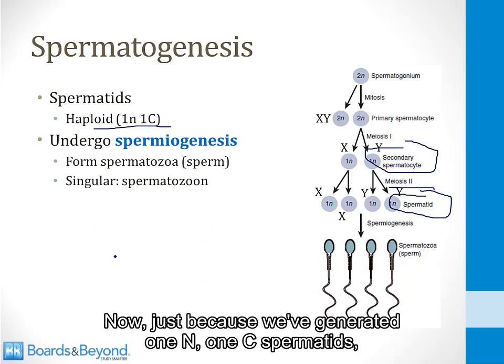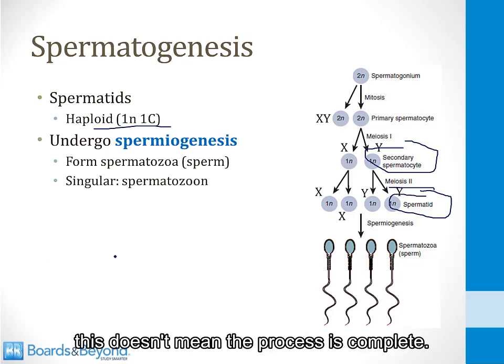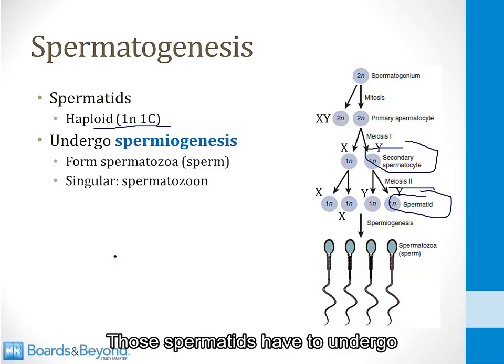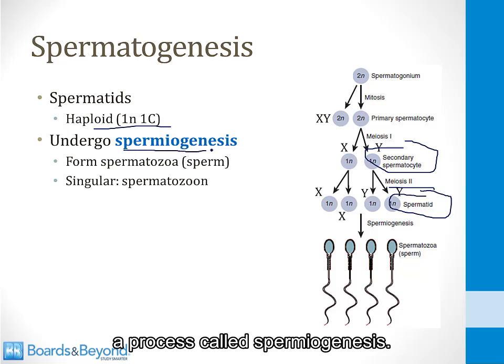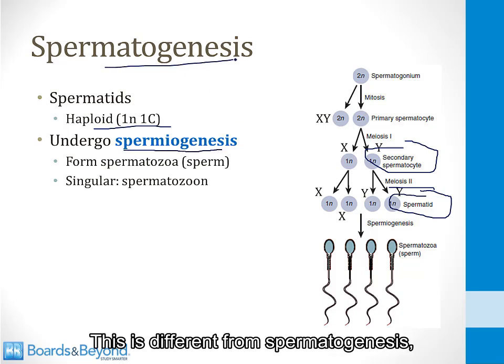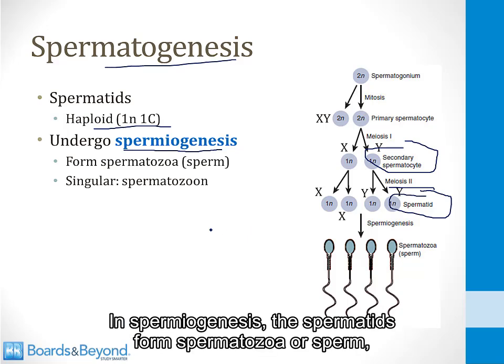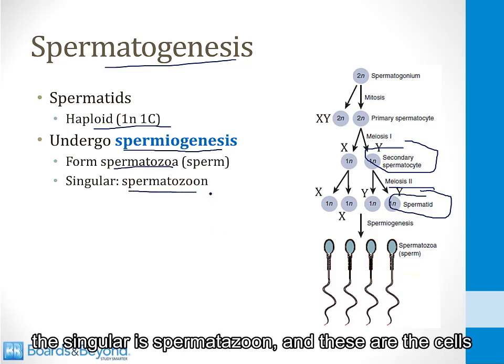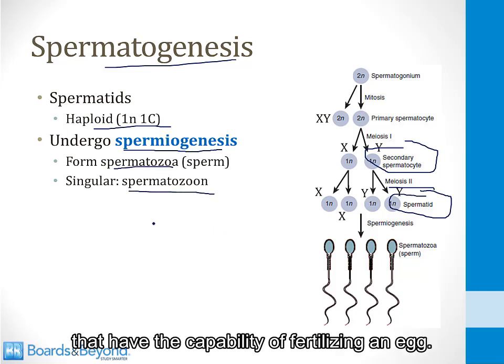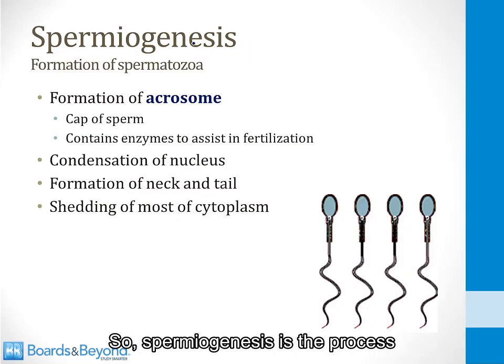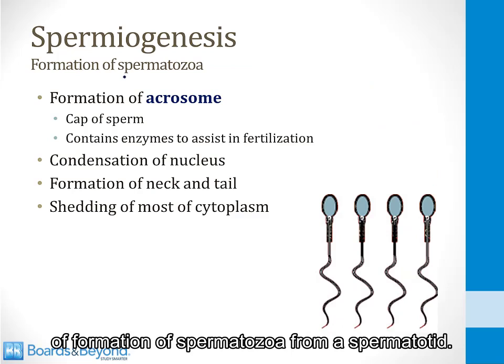Now, just because we've generated 1N, 1C spermatids, this doesn't mean the process is complete. Those spermatids have to undergo a process called spermiogenesis. This is different from spermatogenesis, even though the two names sound alike. In spermiogenesis, the spermatids form spermatozoa, or sperm. The singular is spermatozoan. These are the cells that have the capability of fertilizing an egg. So spermiogenesis is the process of formation of spermatozoa from a spermatid.